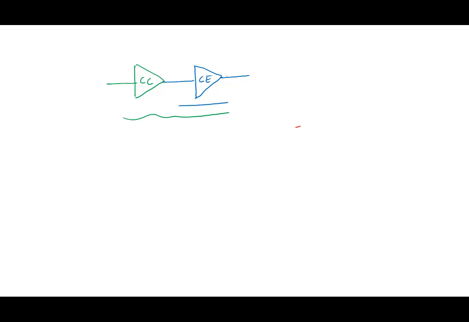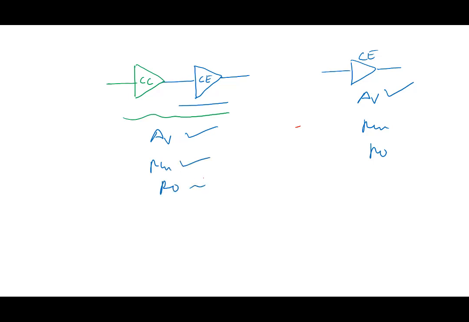As compared to, so let's see. Suppose we had an amplifier like this, the original common emitter. So we had two things. We had AV going for it, but Rin and R0 we had trouble with if we try to do this. Now for this amplifier, AV is okay, Rin is also okay, but we have an R0 sort of problem because it's still common emitter, right?